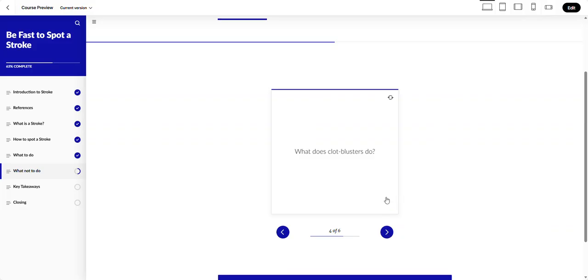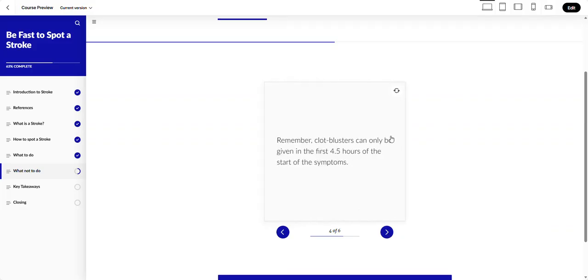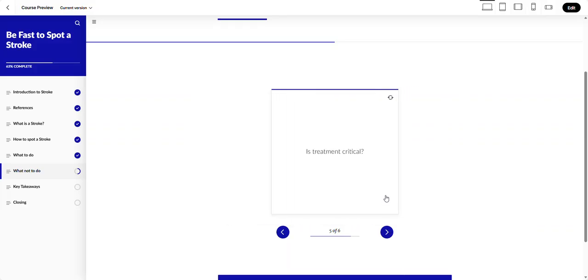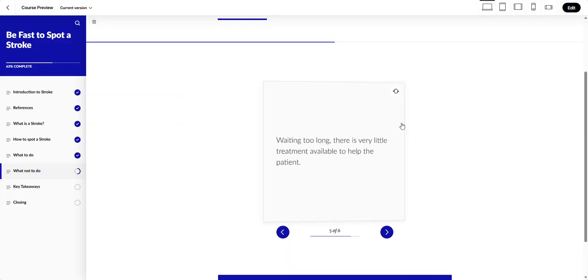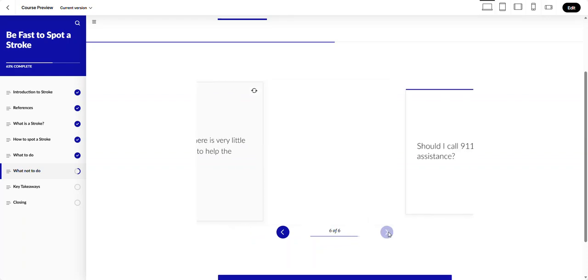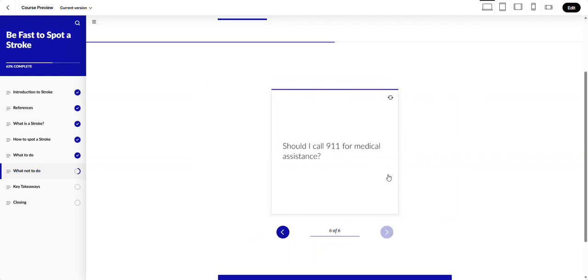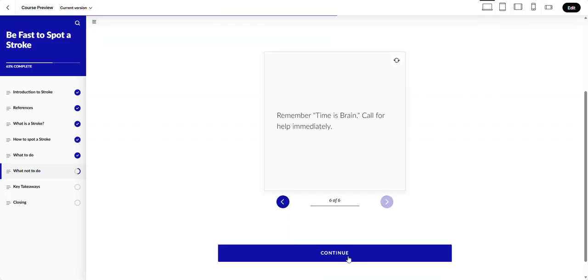What do clot busters do? Remember, clot busters can only be given in the first 4.5 hours of the start of the symptoms. Is treatment critical? If you wait too long, there is very little treatment available to help patients. Should I call 911 for medical assistance? Remember, time is brain. Call for help immediately. Continue.